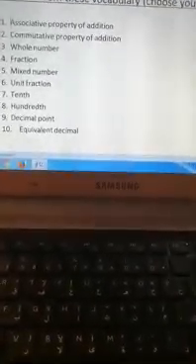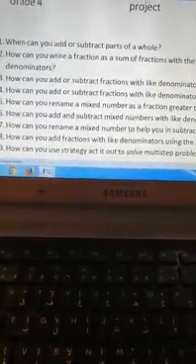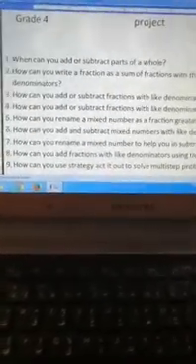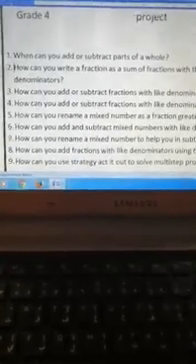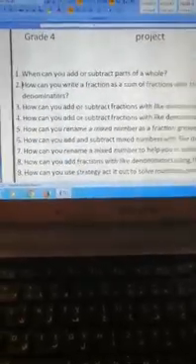First part, okay, our first question, when you add or subtract part of a whole. Okay, here I ask you about the rule you must find to add or subtract two fractions. Okay, I ask you about the rule.